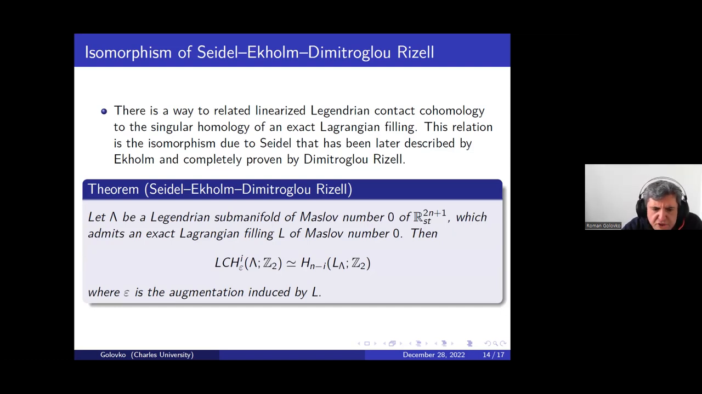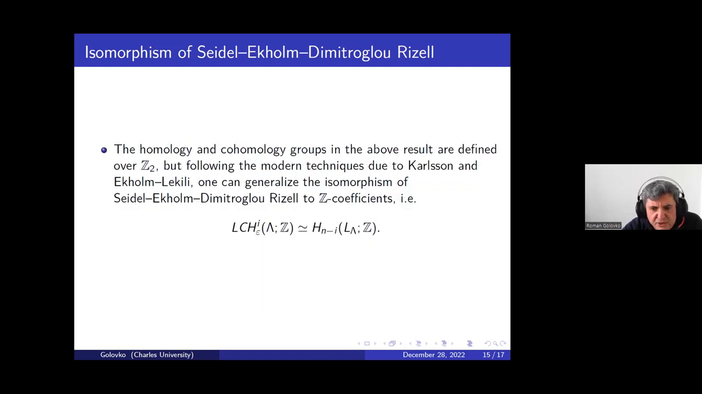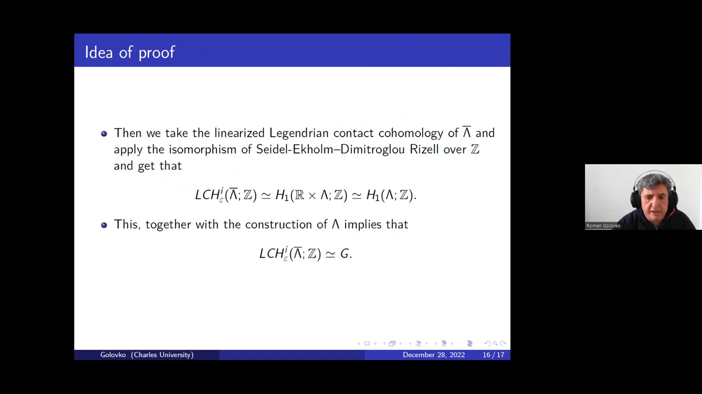Unfortunately, it was proven with Z2 coefficients, but with modern techniques one can extend it so that it works with Z coefficients. So from this perspective, the i-th linearized Legendrian contact cohomology is isomorphic to the (n minus i)-th homology. With this in mind, with the observation about the singular homology groups of the Legendrian that we have, and hence of the filling, since we know that the filling is a product of the Legendrian with R, we can say that the cohomology can realize any finitely generated abelian group.